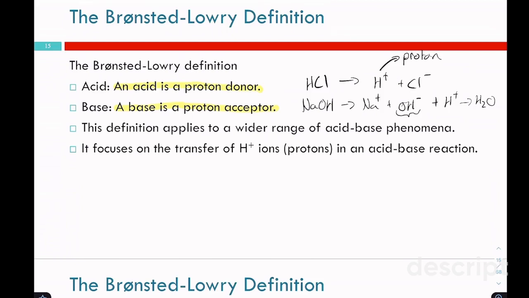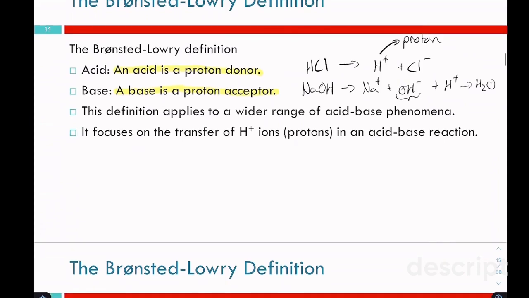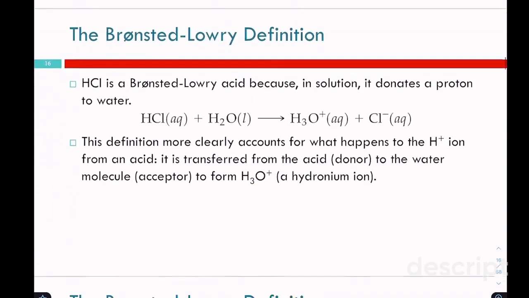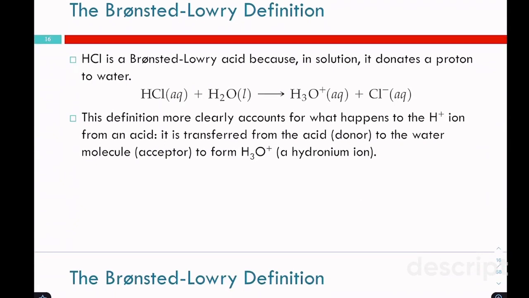So the Bronsted-Lowry definition is all about exchanging protons. This works for more things by focusing on the transfer of protons. For example, HCl, like I just showed you, reacts with water and donates that proton to the water, which makes it an acid, a Bronsted-Lowry acid. So it's better accounting for what happens to that H plus ion from the acid.